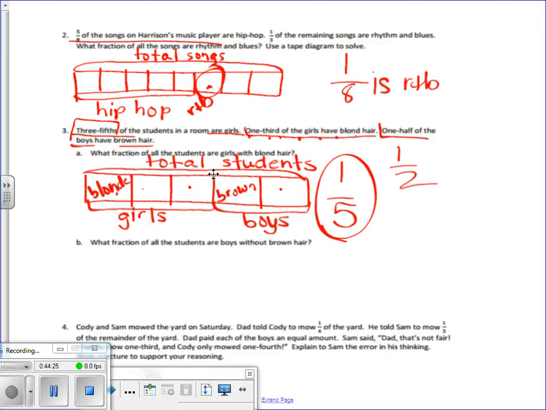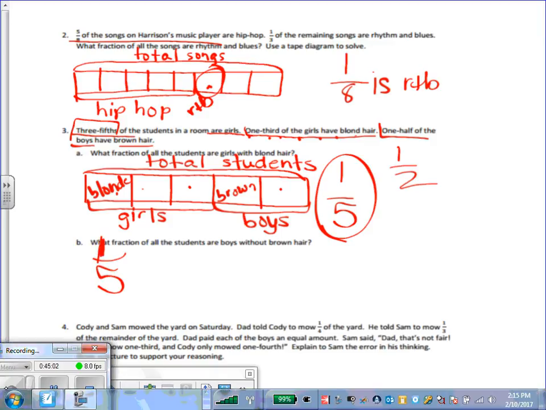Jawan? How do you know? Out of the whole class, 2/5 are boys and 1. Oh. 1, 2. Right. Out of the whole class, 2/5 are boys. One has brown hair, one doesn't. 1/5. That's awesome.